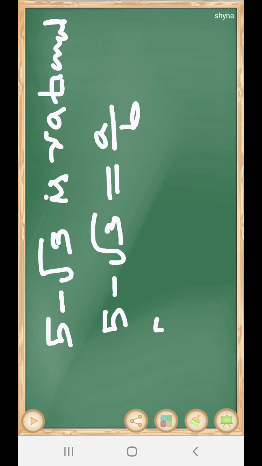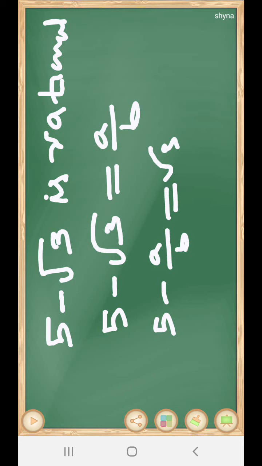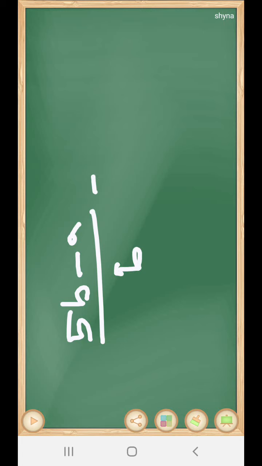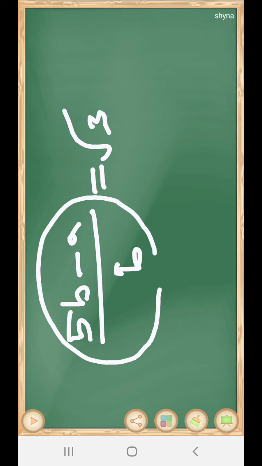Then we can rewrite this as 5 minus a by b equals root 3. Then 5 minus a by b we can write as (5b minus a) divided by b, equals root 3.